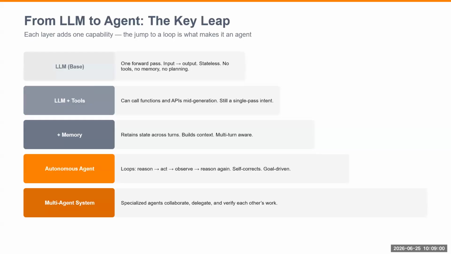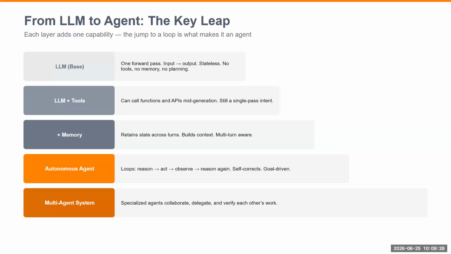Now we can jump across different LLMs, from a basic LLM to a multi-agent system. This basic LLM is just stateless, no tools, no memory, no planning, what I mentioned before. Now, if we add a tool to an LLM, it still is not an autonomous agent. It's just an LLM that can call functions and APIs, create some type of generation, and has a single-pass intent. Then we start to give it memory, right?